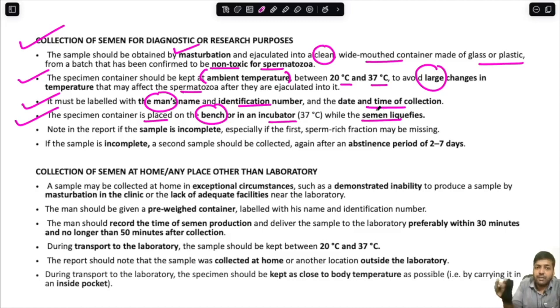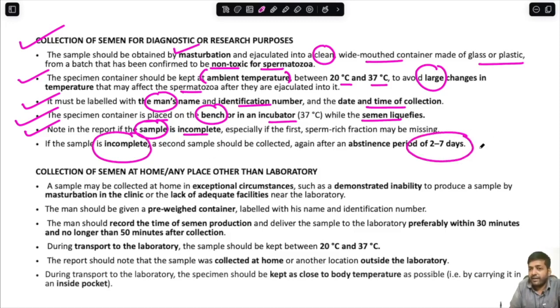Sometimes when the specimen is placed on the bench, that bench is rotating. It has a movement. So basically such benches not only allow for liquefaction and provide an ambient temperature of 37 degrees, but they are also helping in mixing of the sample. Note in the report if the sample is incomplete, especially if the first sperm-rich fraction may be missing. If the sample is incomplete, a second sample should be collected after a period of abstinence of 2 to 7 days.